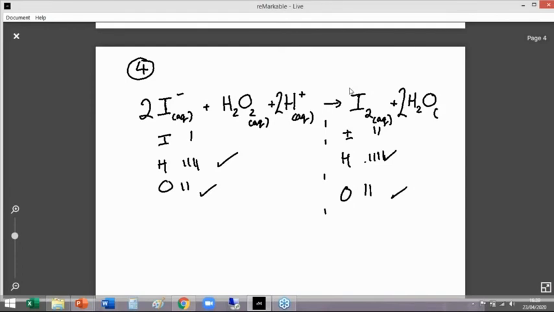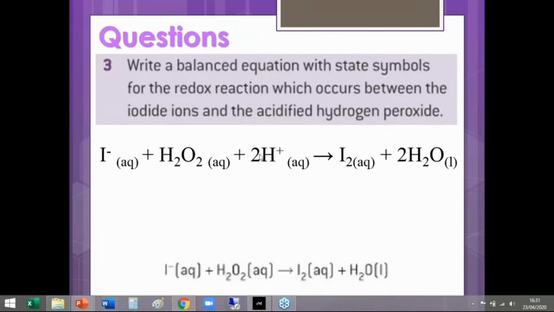And the water over here, water should always be present as a liquid, unless it's there as a gas, in which case steam, or solid, ice. But it should be there as L for liquid. So that is our balanced equation there. There we go. Here's one I made earlier.